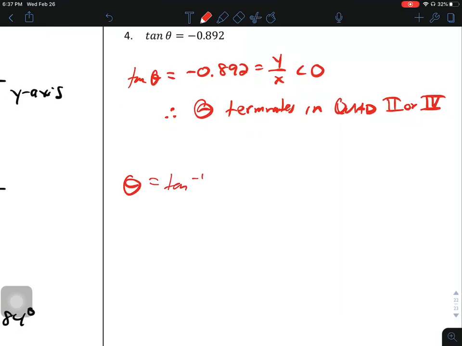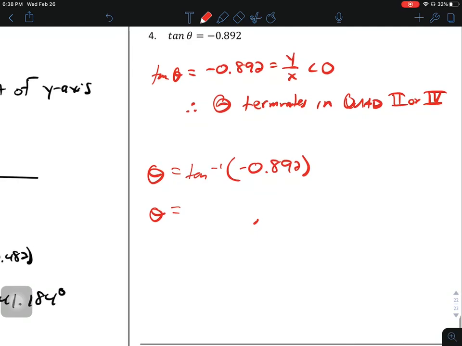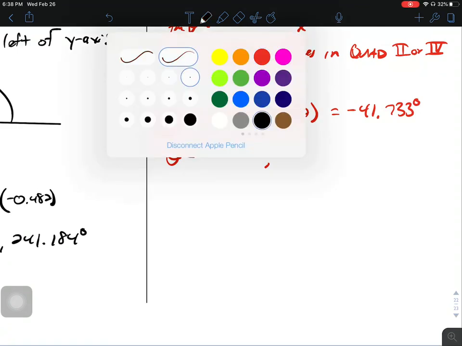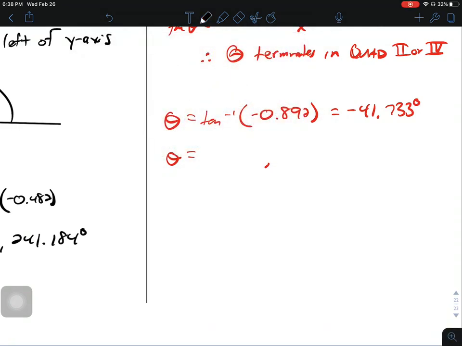Theta is going to be tangent inverse of negative 8.92. You get 2 answers for this. You put that in your calculator, you're going to get that this is negative 41.733 degrees, which is not one of our answers because the direction says we need an angle that is between 0 and 360. We know that we're in quadrant 2 and 4. And we know that the reference angle is 41.733.